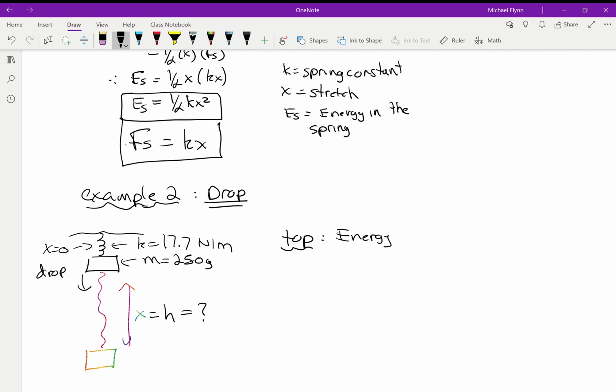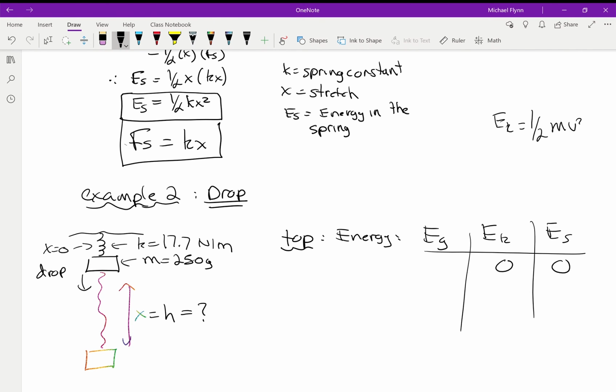There's 3 kinds of energy now that I've introduced this. There's kinetic, gravitational, and spring energy. So at the top, let's do a little table. There's EG, there's EK, and there's ES, okay? So here's my little table. At the top, these 2 are both 0. In other words, we didn't give it any speed, so it has no kinetic energy at the top. Remember that EK is 1/2 mv squared. EG is mgh. And ES, this is the new one today, is 1/2 kx squared.